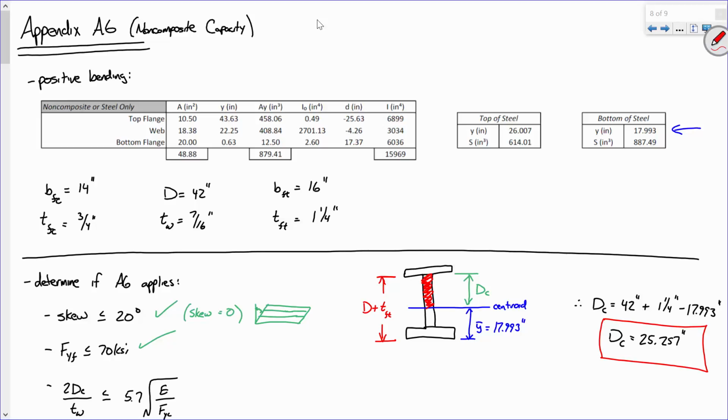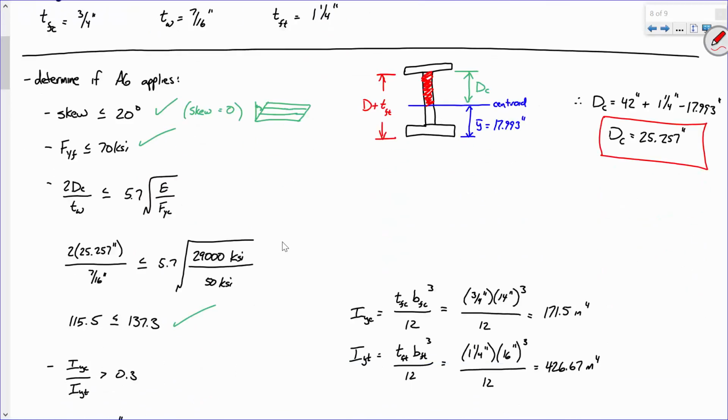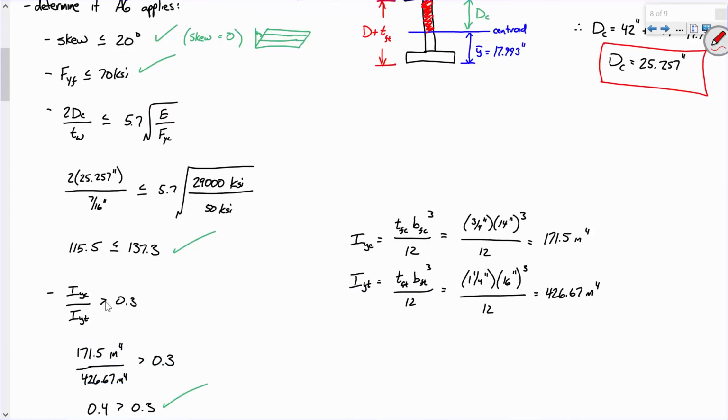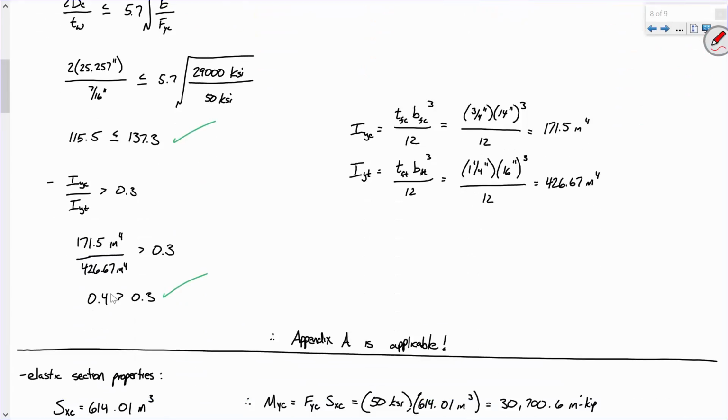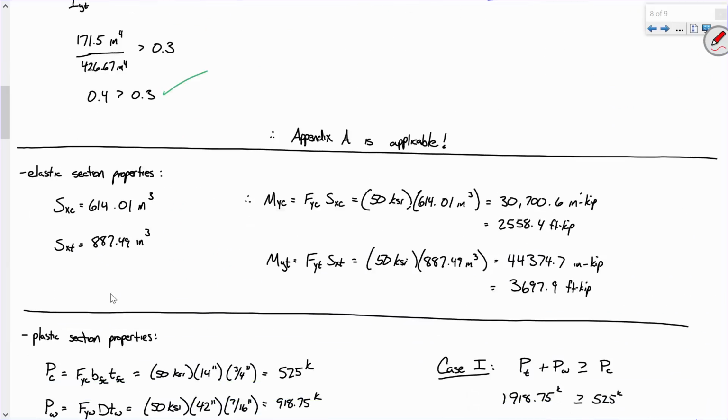Now, here are our dimensions for our girder in positive bending, and here are our section properties that we know how to compute. The first thing that we did is we determined whether or not Appendix A6 applies, which we found out it did. It was a pretty rote calc. And then we got into it. First thing we needed were elastic section properties. Remember, our section modulus comes directly from the spreadsheet that we did way back in the beginning.